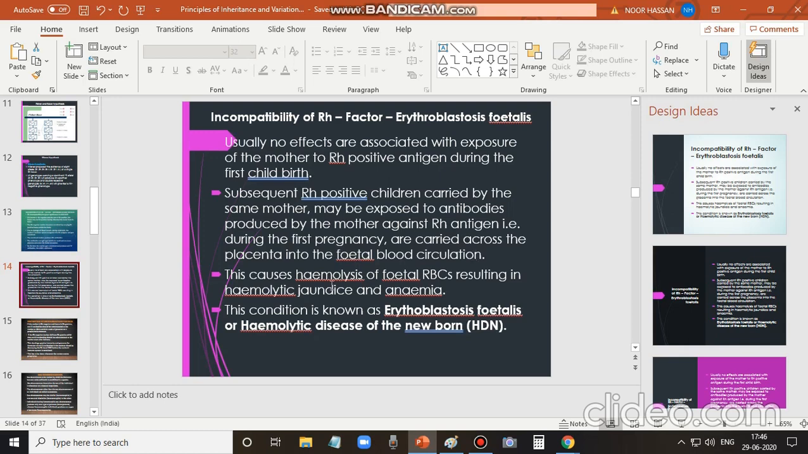These antibodies will destroy the RBCs, resulting in hemolytic jaundice or anemia; lytic refers to destruction. This condition is known as erythroblastosis fetalis, also called hemolytic disease of the newborn, in short HDN.